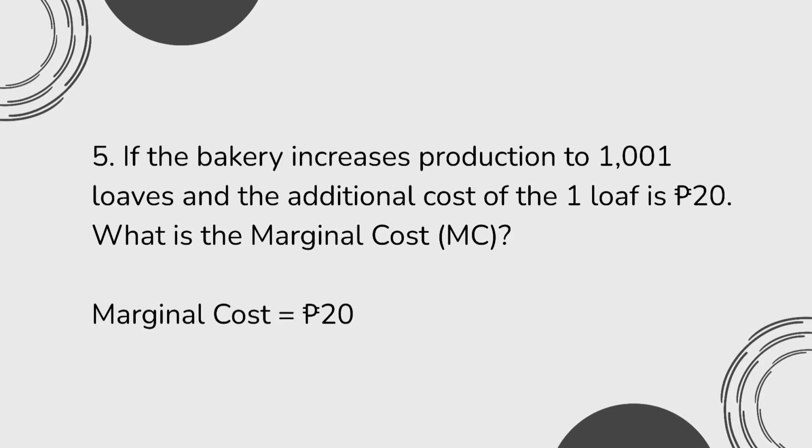Question number 5. If the bakery increases production to 1,001 loaves and the additional cost of the one loaf is 20 pesos, what is the marginal cost or MC? So the marginal cost is 20 pesos.